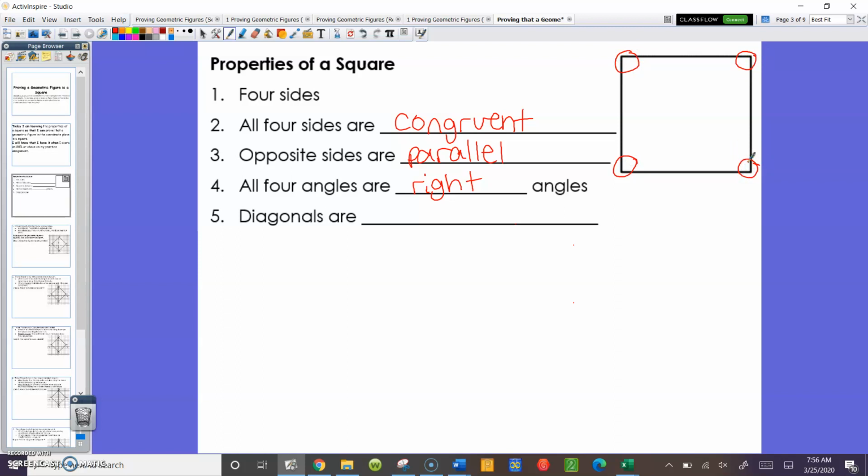And then finally, property 5, diagonals are congruent. Again, congruent means the same or equal. So when we talk about diagonals, this would be one diagonal, and this would be the other diagonal.